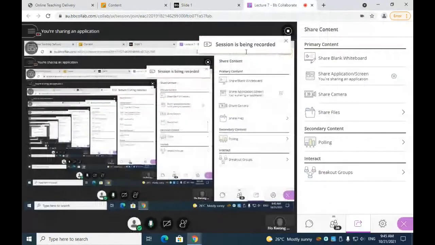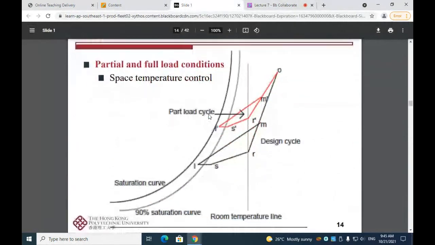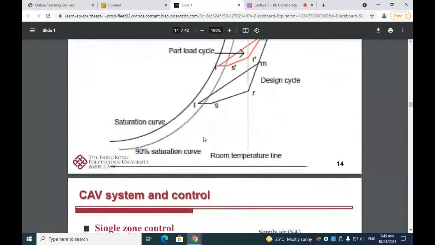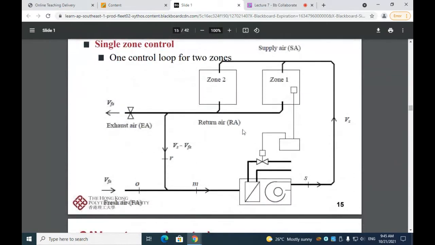Okay, we will resume our lecture here. We ended at the space temperature control only for CAV system under partial and full load conditions. Now we'll be moving on to single zone control for CAV system.